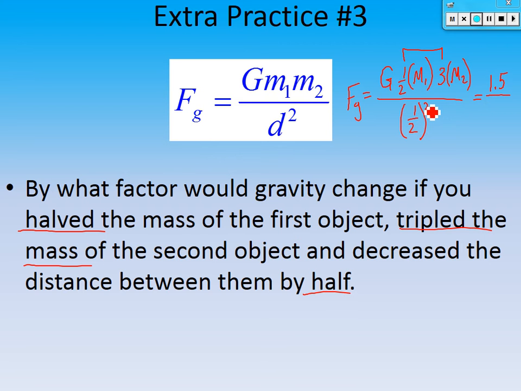And then we've got to calculate how the distance changes it. So 1 squared is 1, and 2 squared is 4, so that's 1/4 on the bottom. And 1.5 divided by 1/4, let's see what that is. That's the same thing as 1.5 times 4, which would be 6. So the force of gravity changes by 6 times as much. So whatever that force of gravity was before, now because of these changes, it's going to increase that force of gravity by 6 times.